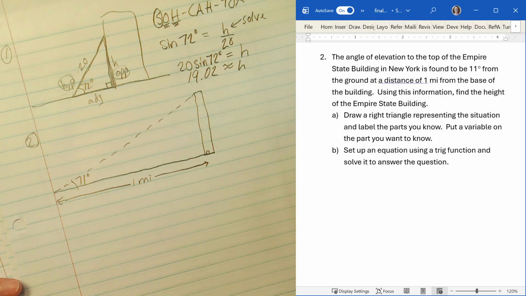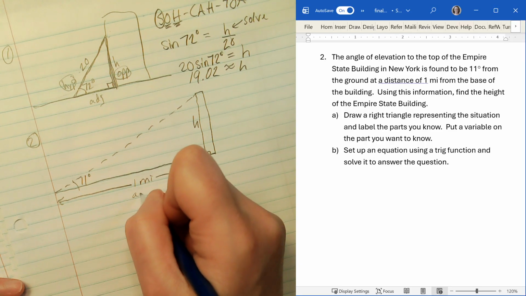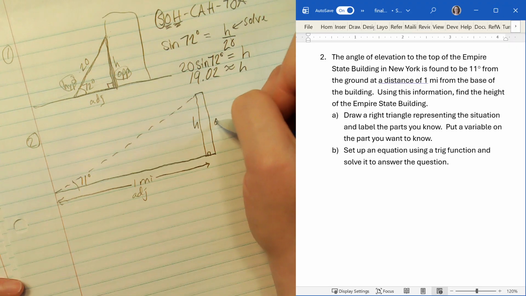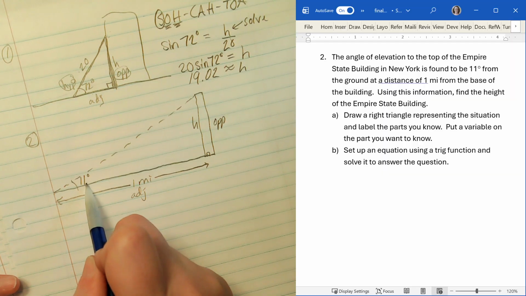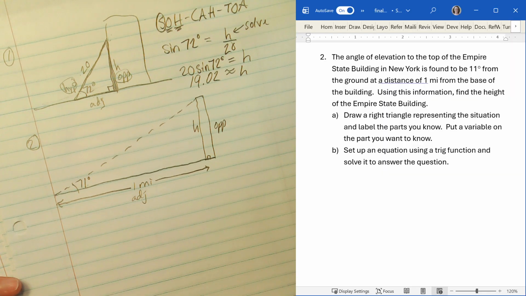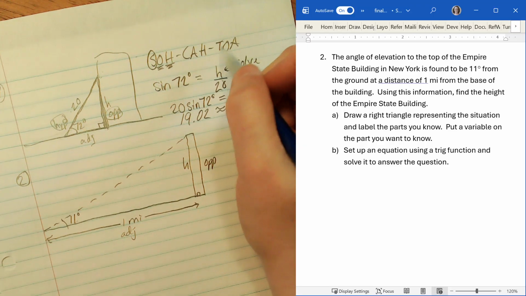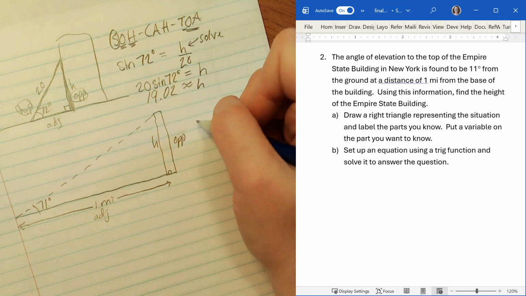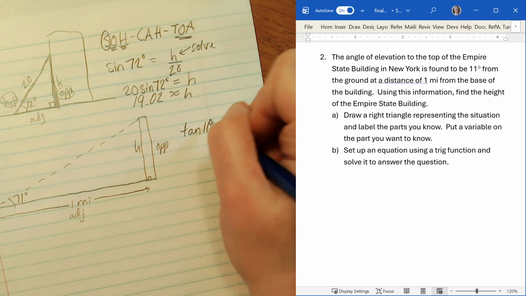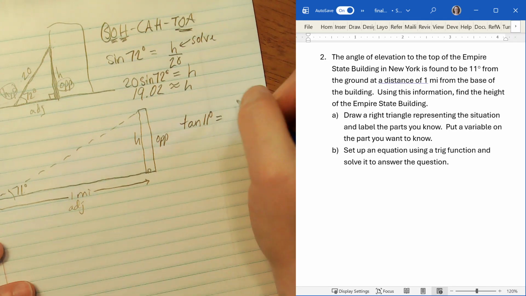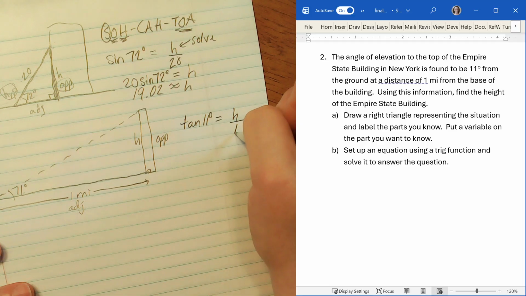And what do we want to know? The height, so this will be h. It's very similar to the last problem, except that we're given the adjacent side instead of the hypotenuse. So the two sides that we've labeled in relation to the angle here are adjacent and opposite, so we are going to use tangent. Tangent is opposite over adjacent. So tangent of 11 degrees equals h over 1.